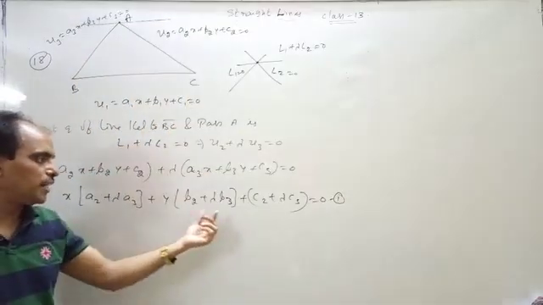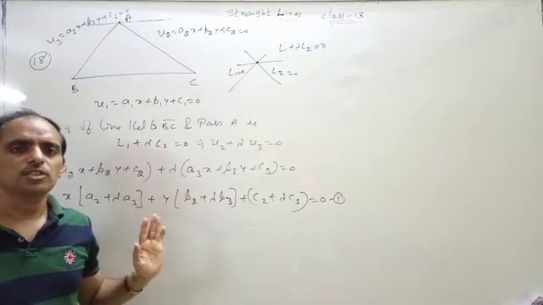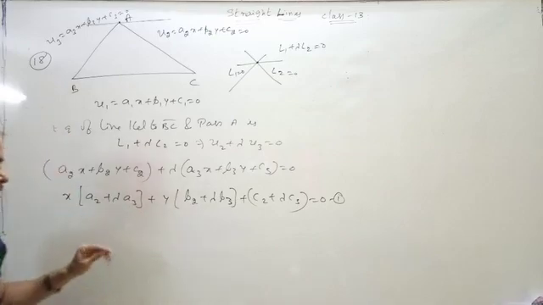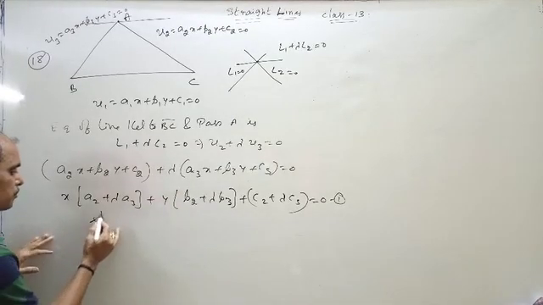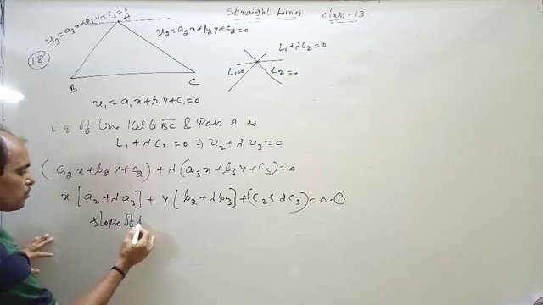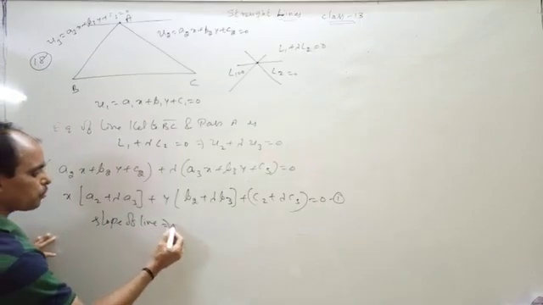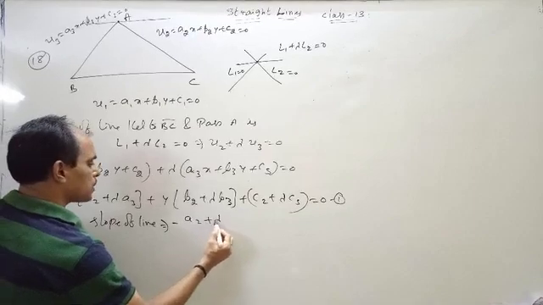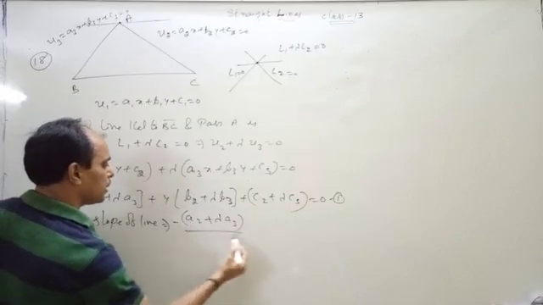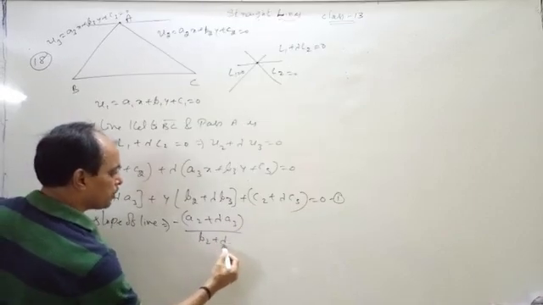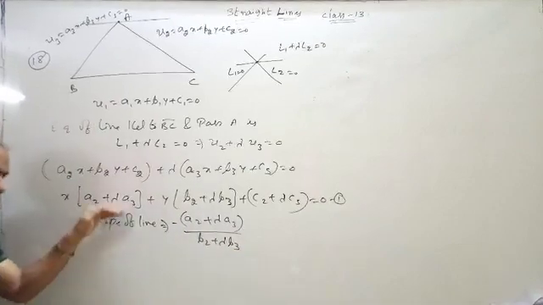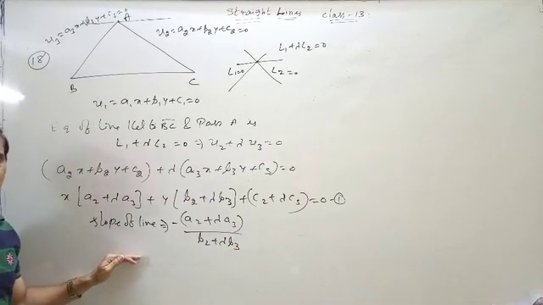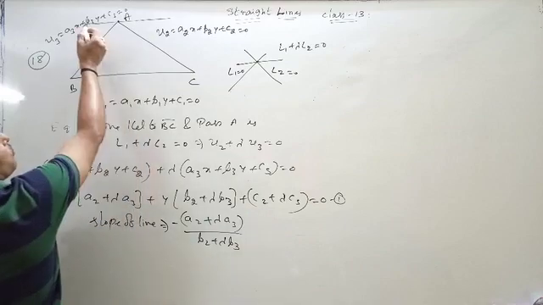So we have to find the lambda value, then we will get the solution for that question. What about the slope of this one? Slope of the line is equal to, slope means minus of x coefficient. Here minus of A2 plus lambda A3 by B2 plus lambda B3. This is the slope of the line.